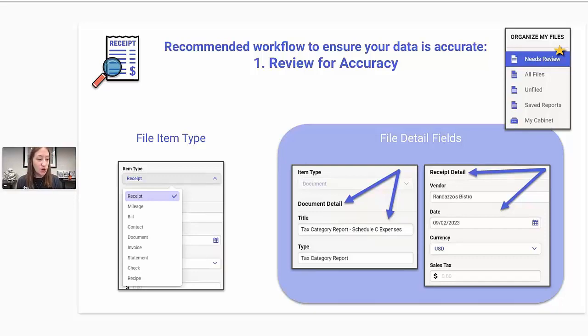All right. So again, in step one of our workflow, I've made sure that my item type is accurate. Then I need to make sure that all of my file detail fields are accurate, the factual data about my file.